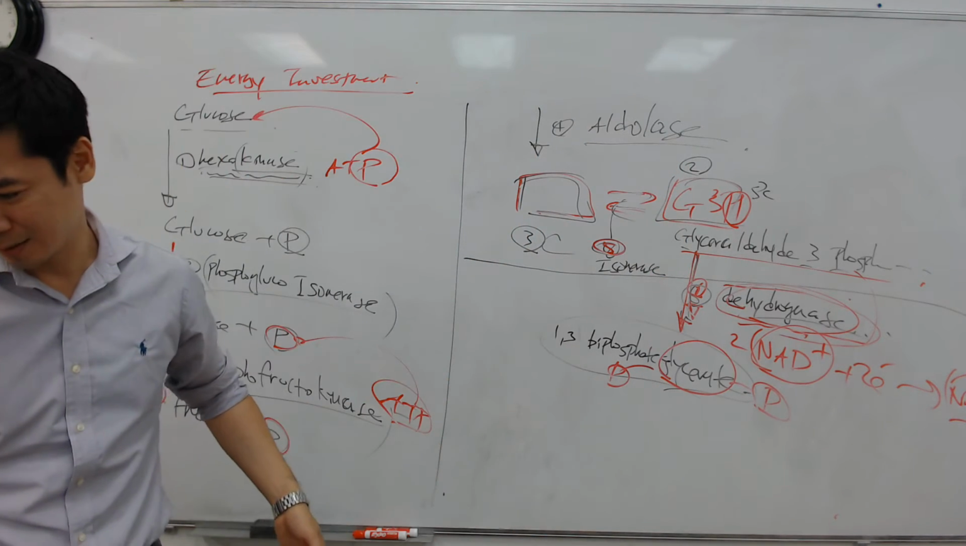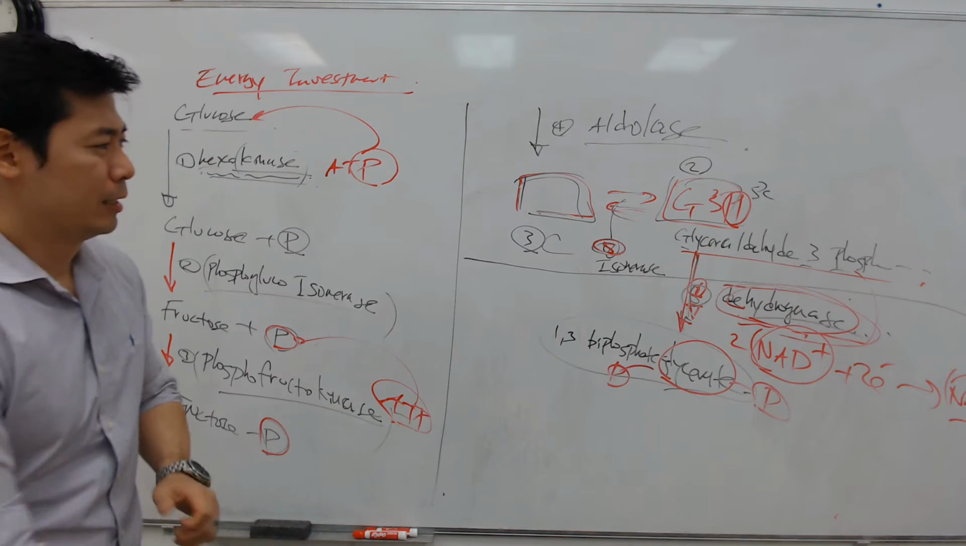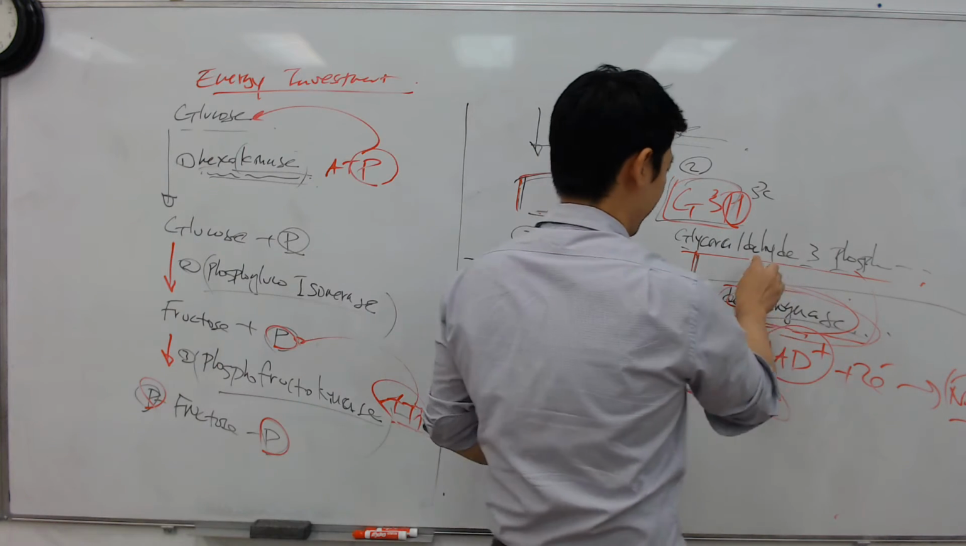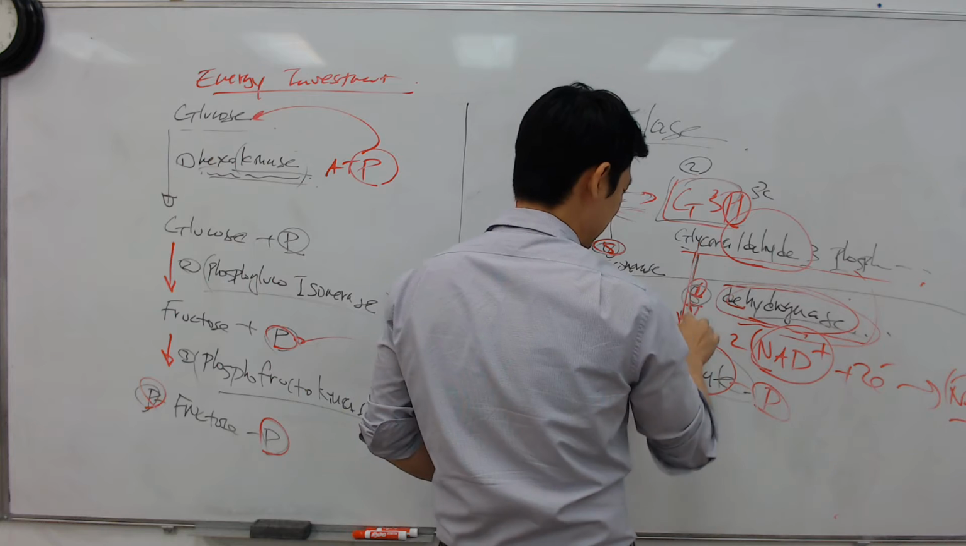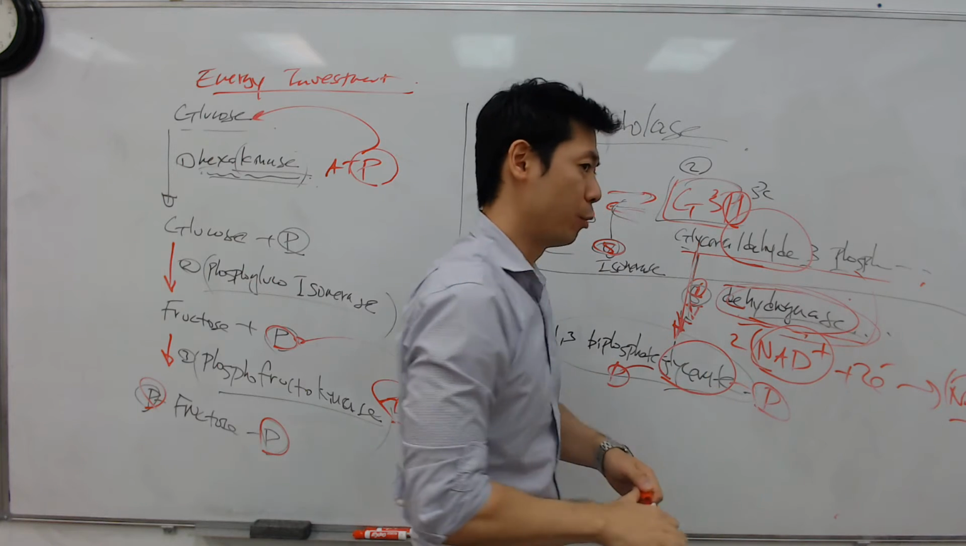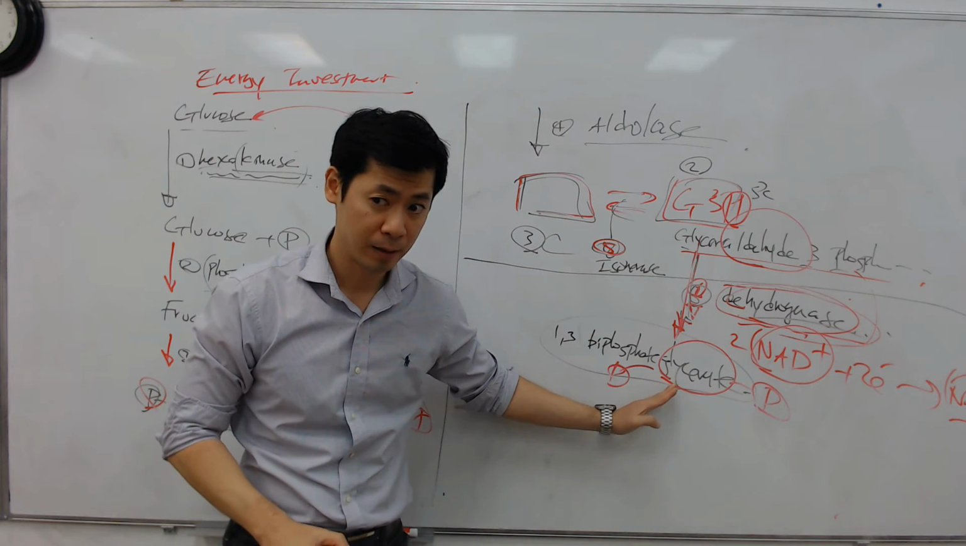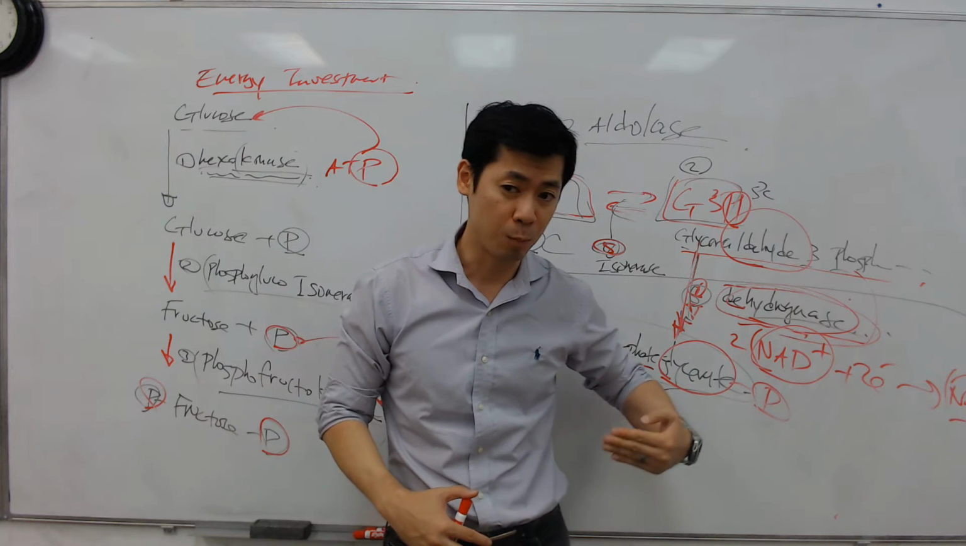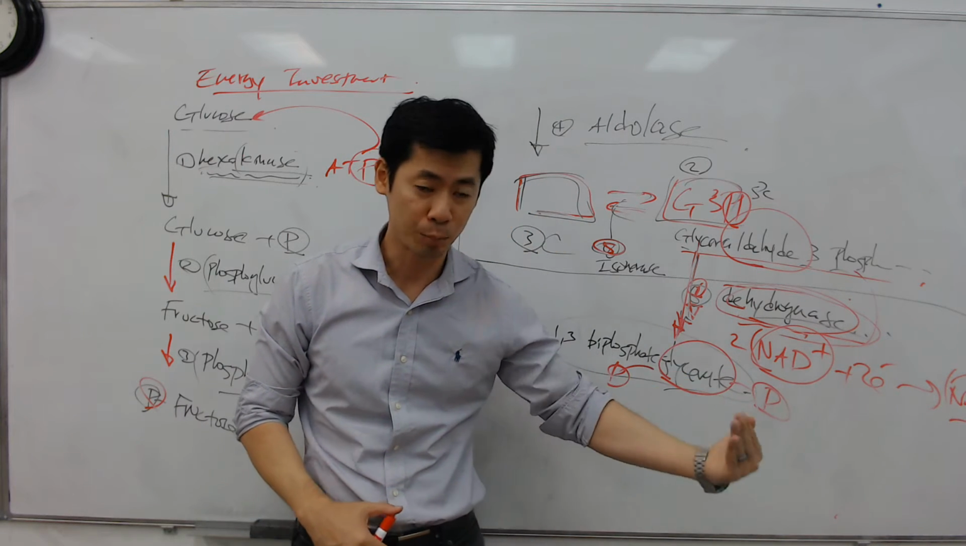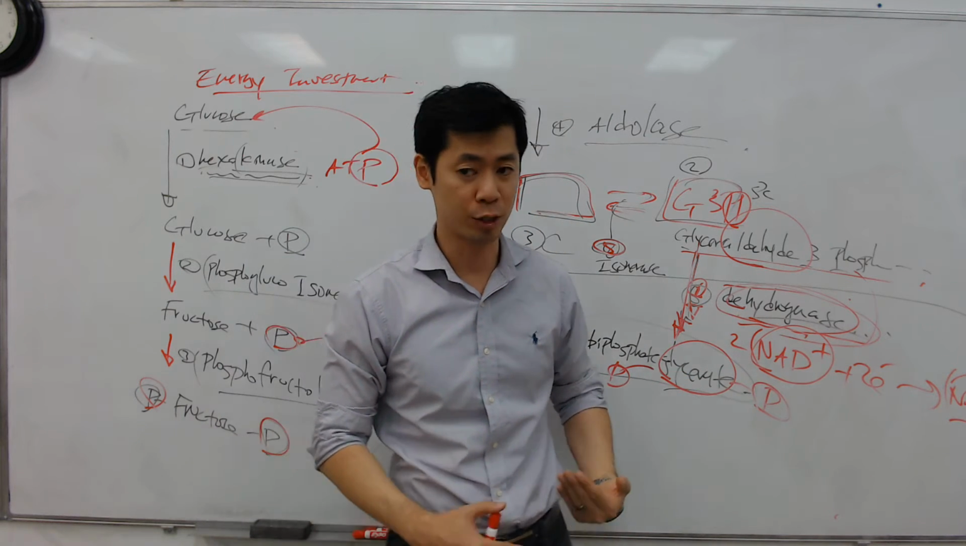And if you look at what is happening here, you have an aldehyde turning into something else, so that's an oxidation. When you're doing oxidation, what must be coupled with it? A reduction process. Without a reduction, you can't have an oxidation process.